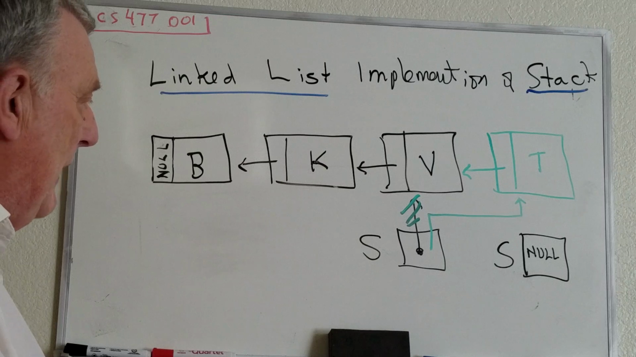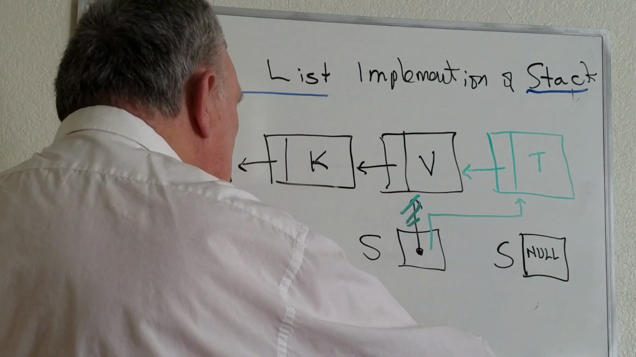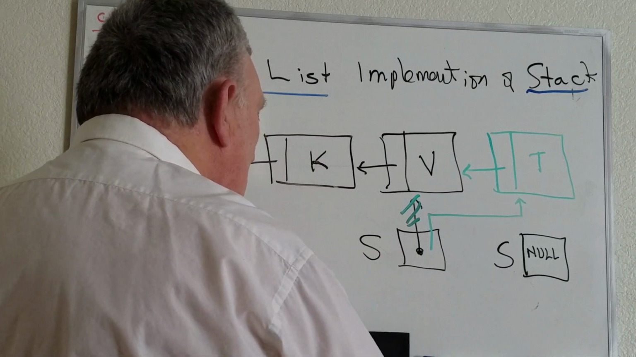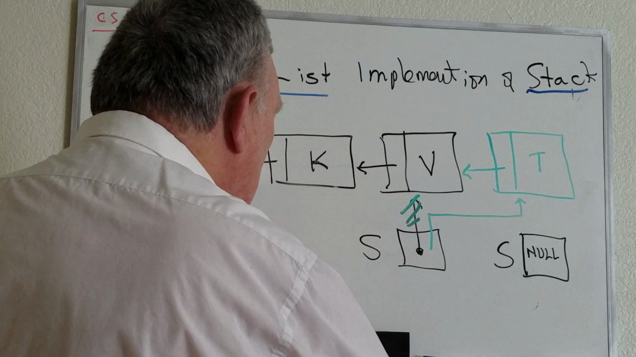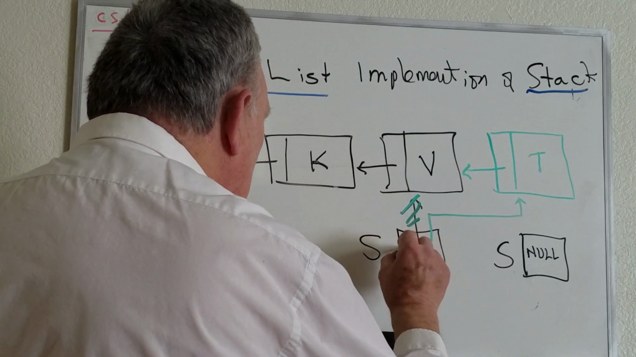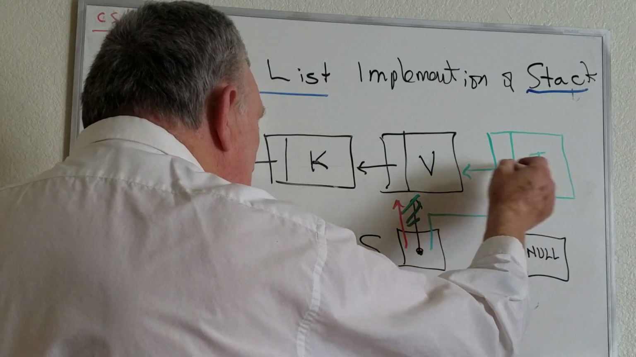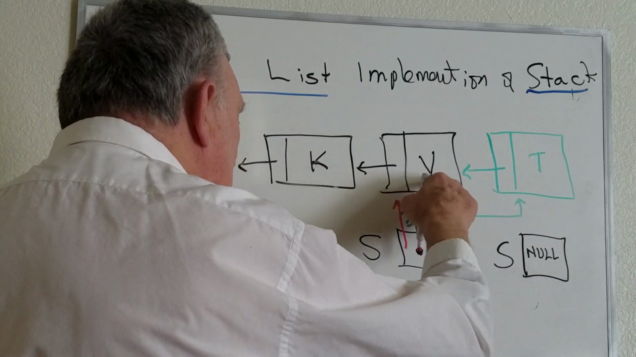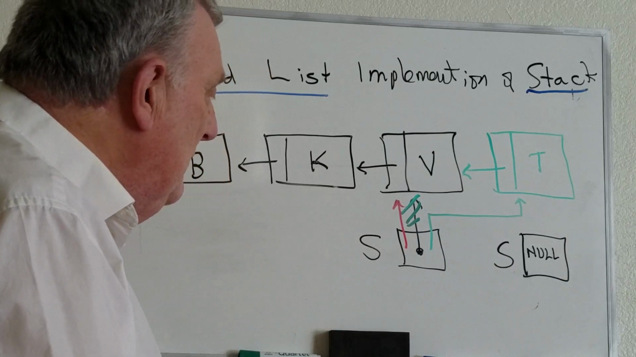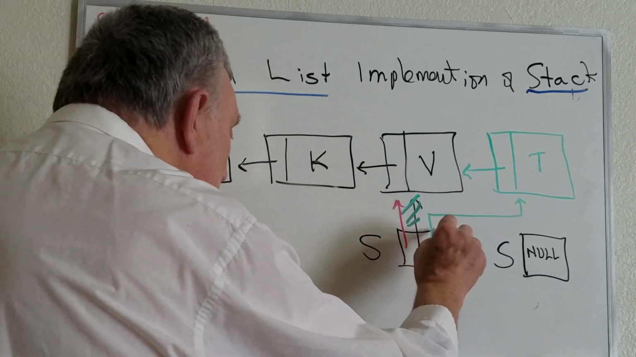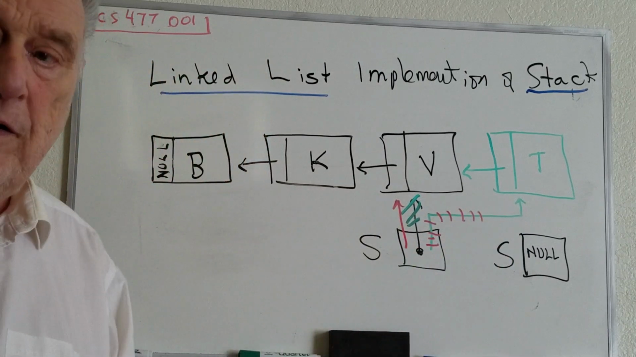All right, let me back up and show you how to do a delete. In the delete, what you simply do is change the pointer variable to point to what the top element points to. Now this is the new top element, and you notice that this item is unreachable. We no longer have a pointer to it at all.